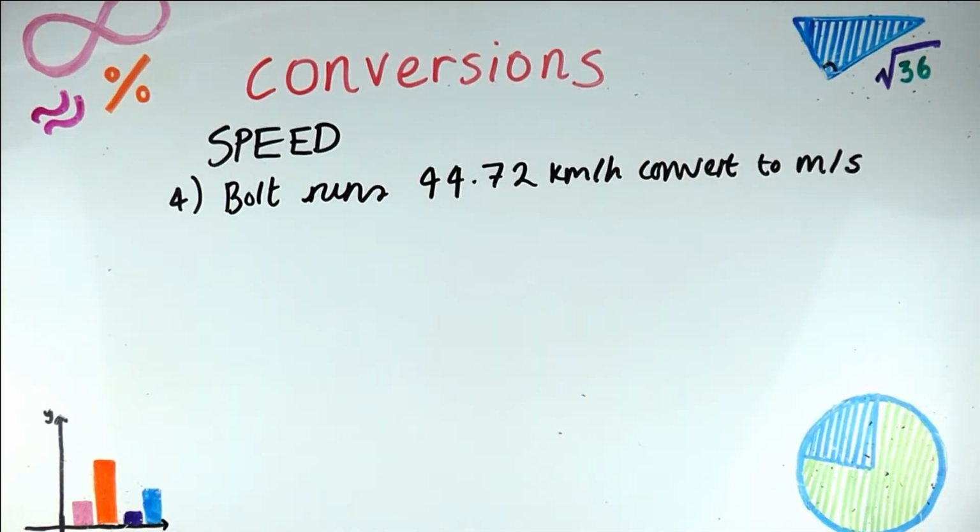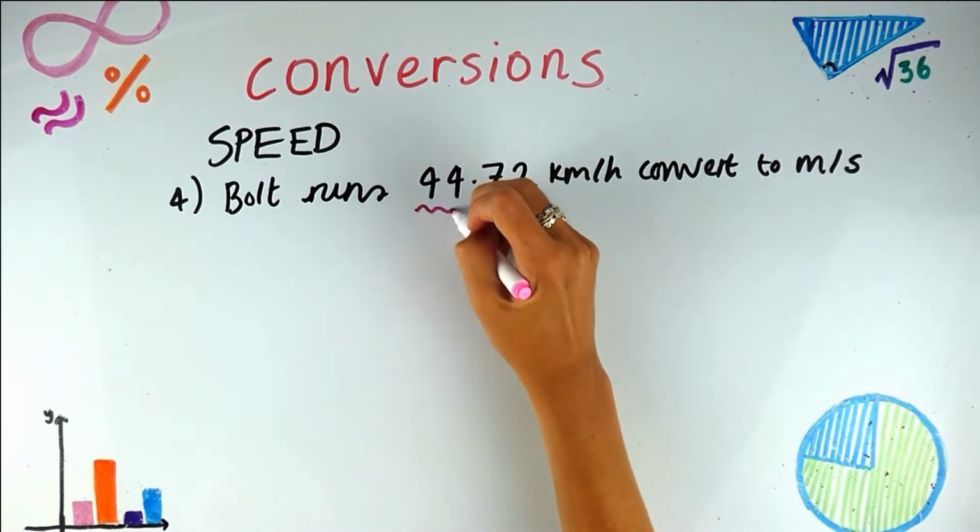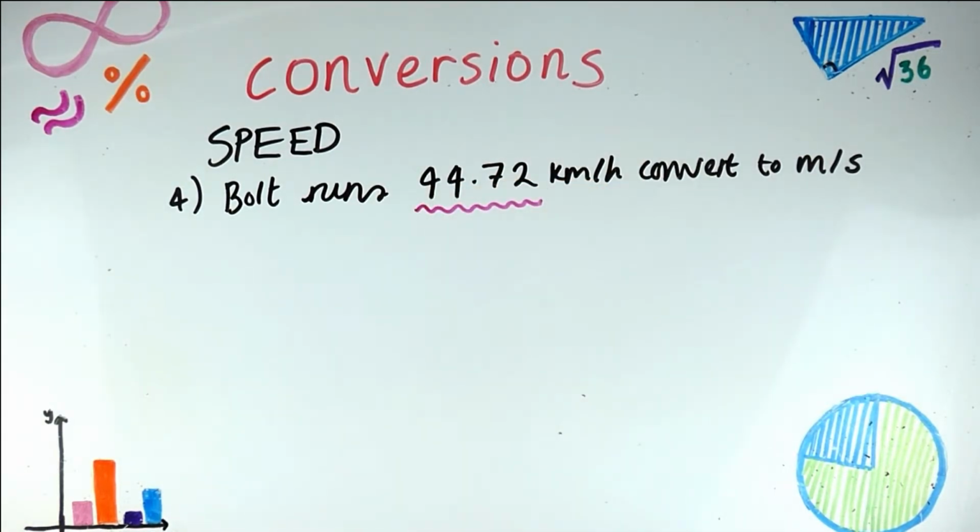Okay, so in this example, we've got Bolt runs 44.72 kilometers per hour, convert it to meters per second. And I'm pretty sure I googled it, but don't hold me to it. This is the fastest time I've recorded, and they did it between like 60 and 80 meters in a 100-meter race or something. So I think this is legit data. So we'll work with it.